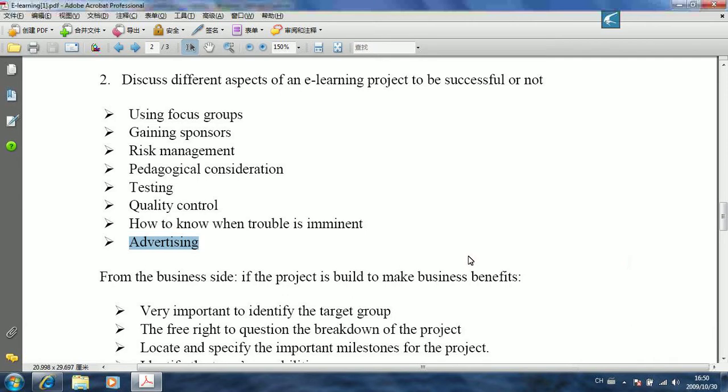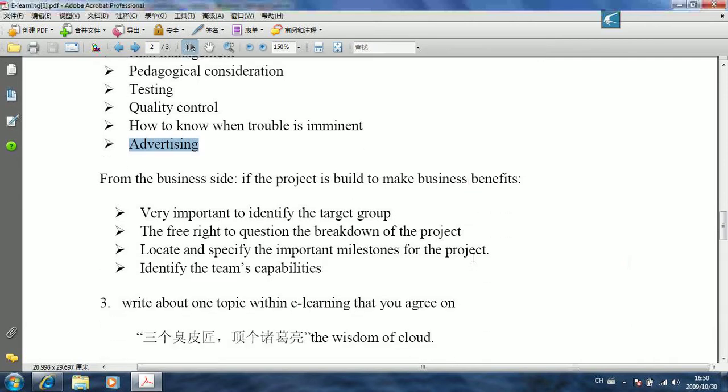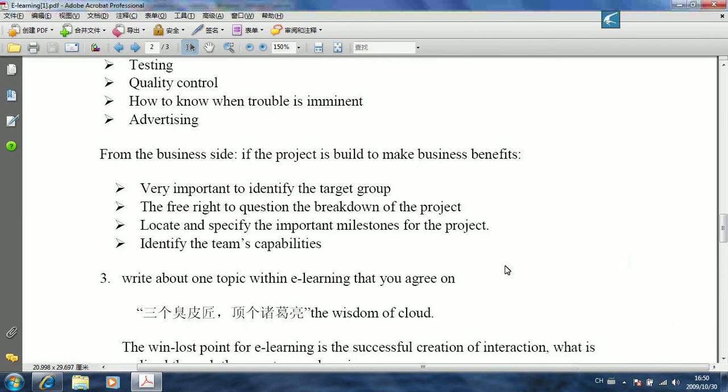But if you want the project to bring some benefit from the business side, then we also think the following 4 aspects should be taken into consideration. The first is that it is very important to identify the target group, and anyone should have the free right to question the breakdown of the project. It means any possible opinions should be free to ask and be discussed, especially regarding the breakdown of the project. So it is very useful during the process of conducting the project.